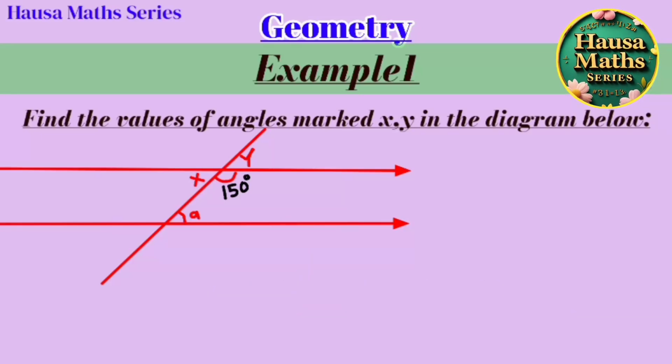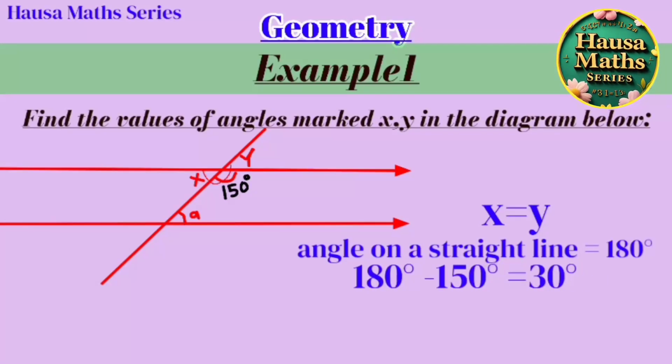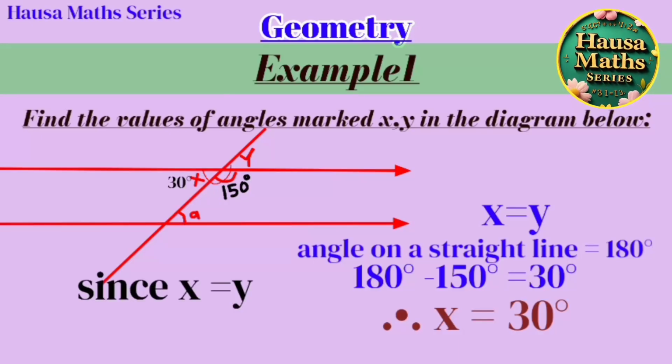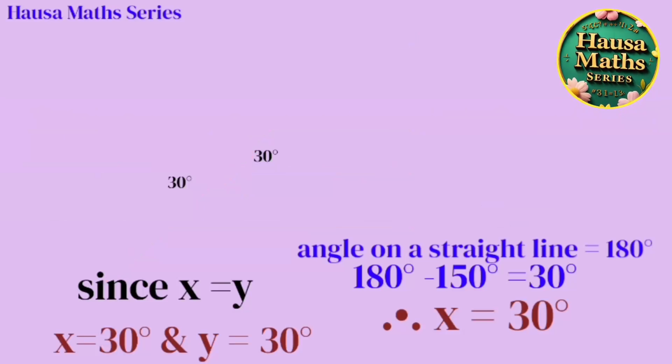As we notice this, we need to know that each and every straight line has 180 degrees. Angles on a straight line add up to 180 degrees. So what is remaining on that straight line after we subtract 150 degrees? 180 minus 150 is equal to 30 degrees. So X is equal to 30 degrees. Since X is the same as Y, X is 30 degrees and Y is also 30 degrees. That is how we get the value of these opposite angles.